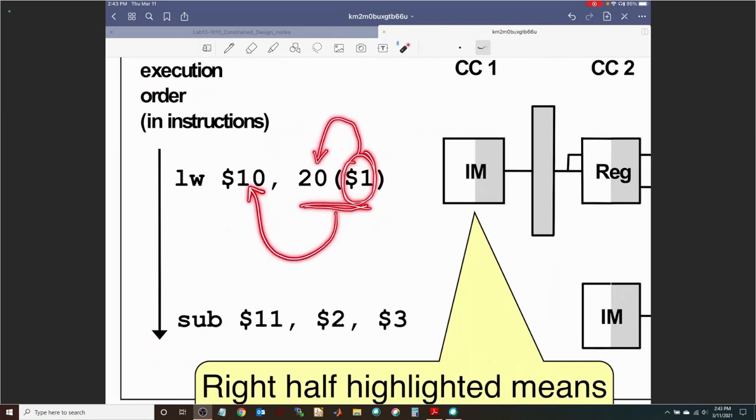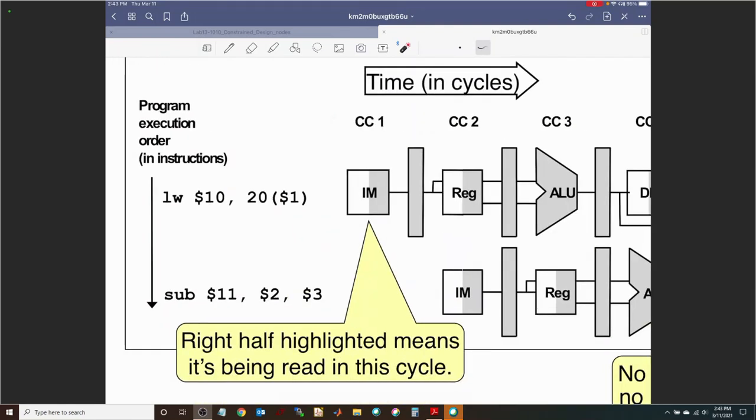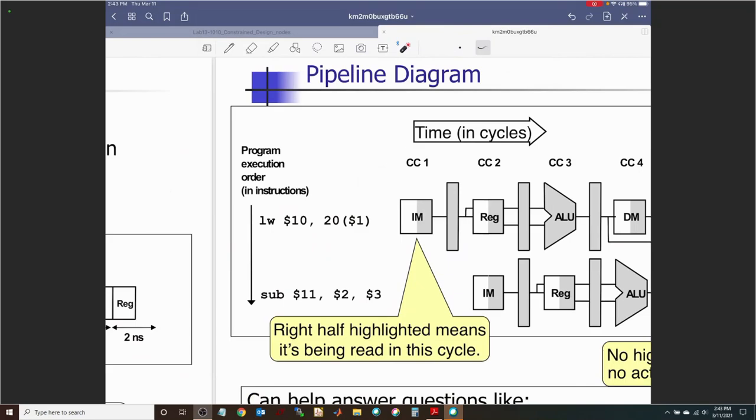So you're changing the contents of register number 10 here. However, register number 10 is not being used here, right? So there is no data hazard present. So sure, if I look at the instructions themselves, I can clearly find out that there is no data hazard present over here.